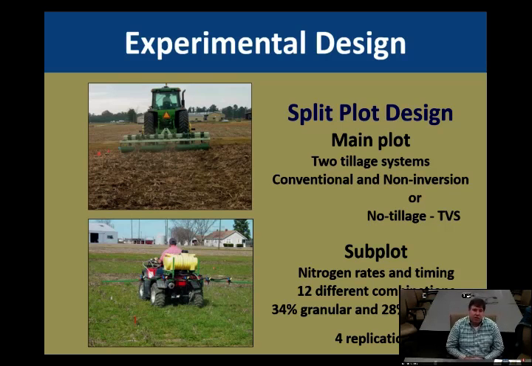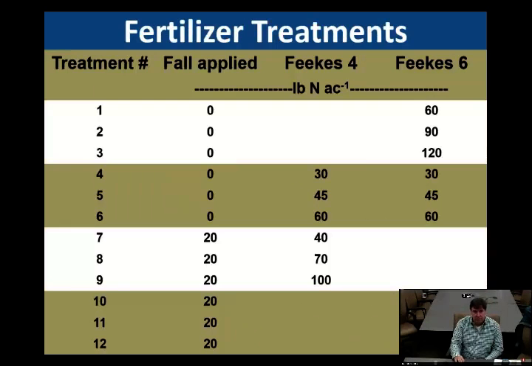And then for our subplots, we had 12 different combinations of nitrogen rates. This included some fall application where we used granular fertilizer, and then we came back in the spring with typically a 28% UAN solution. You notice here we had 12 different nitrogen rates by 4 replications. That's 48 plots times 2 tillage treatments. That's 96. So each one of these was a very large test. There was a lot of labor associated with these tests, but I feel like it did generate some good information for us. The treatments here give you a list of the 12 different treatments and application times.